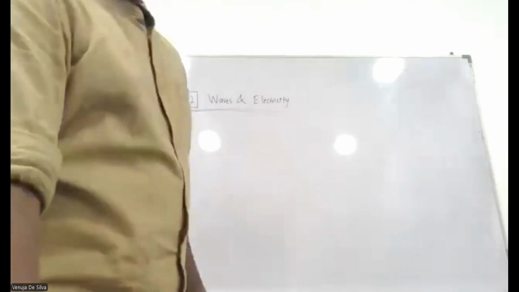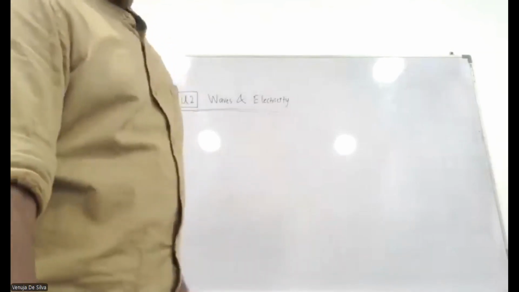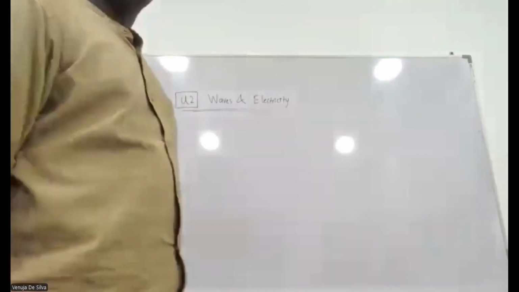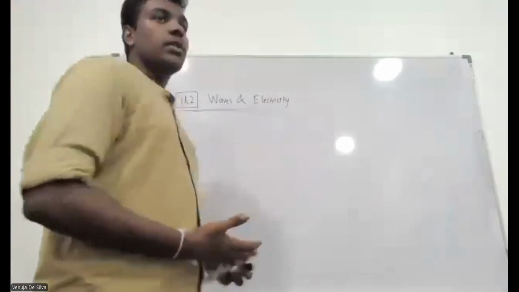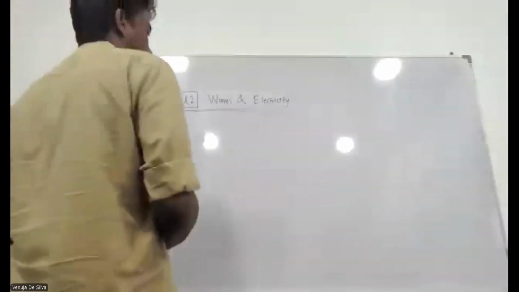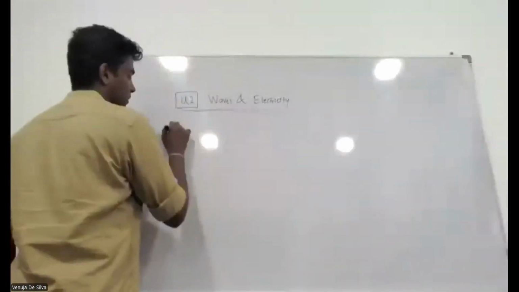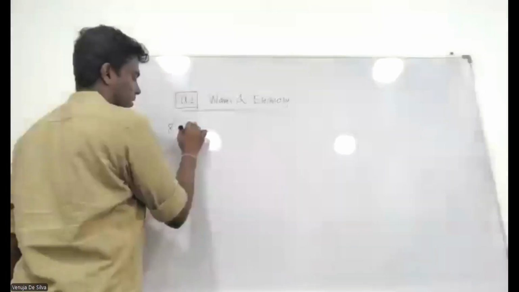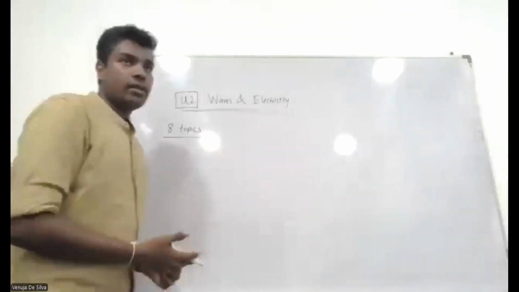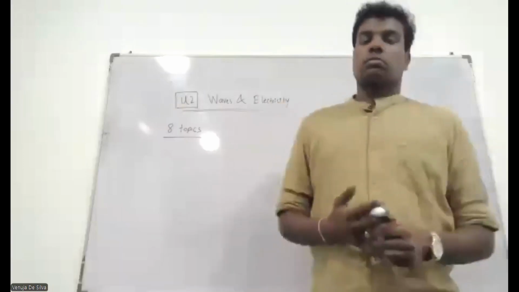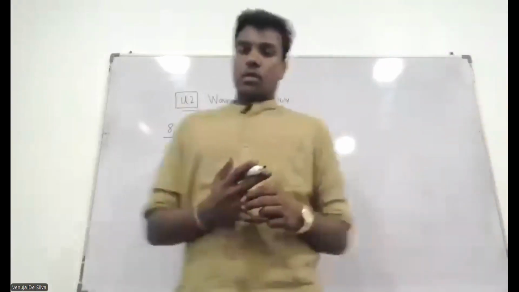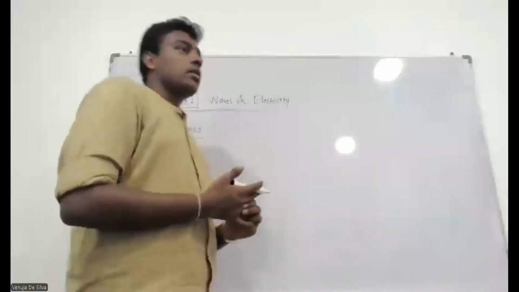Now, under waves and electricity, how many subtopics are there? Can anyone guess? It's something that only I know. There are 8 subtopics in Unit 2. Our plan is to finish Unit 2 by the mid of September.